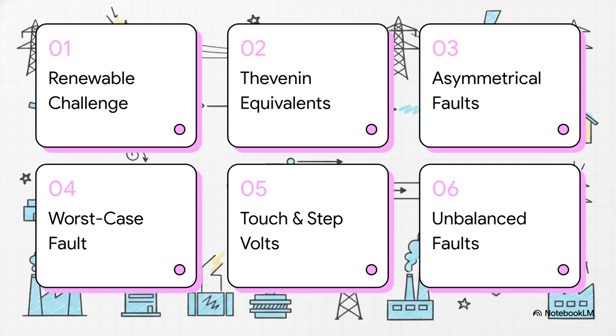So here is our roadmap for today. First, the renewable grid challenge. Second, collapsing with Thevenin equivalents. Third, decoding asymmetrical fault currents. Fourth, finding the worst-case fault. Fifth, touch and step voltages. And finally, a quick look ahead at real-world unbalanced faults.